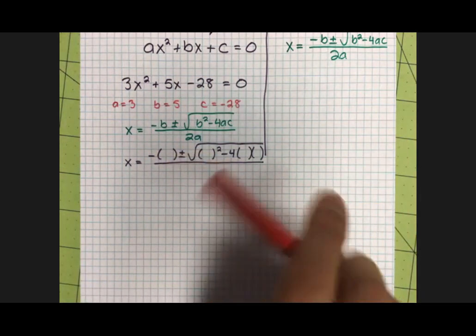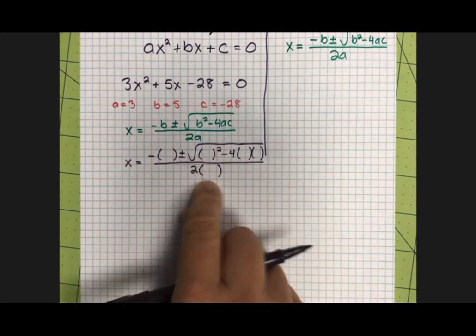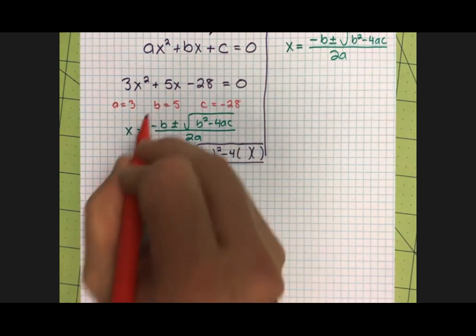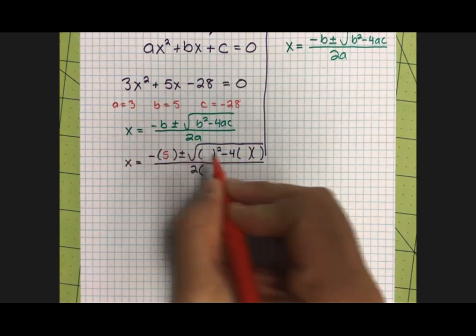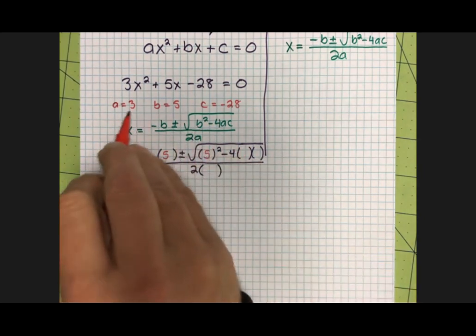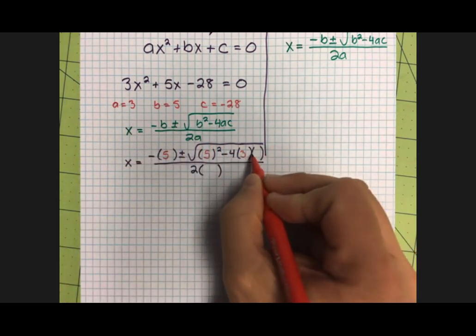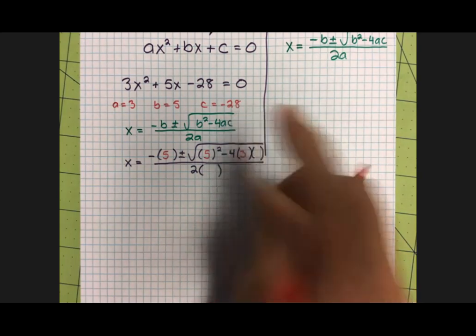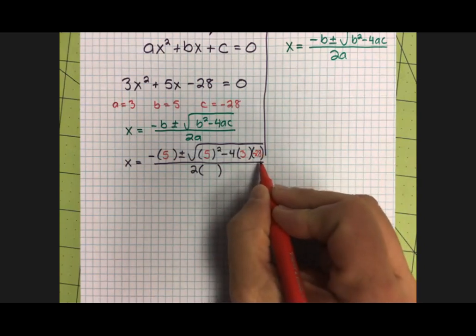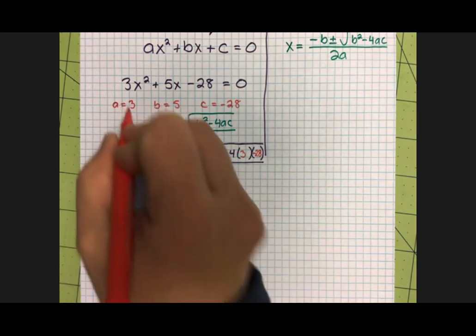Let me write this in now. Oops, I forgot the bottom. Don't forget the bottom. 2 times A. Now let's put in the A, B, and C. Now the B was just a plus 5. And then here's a B squared, going to be a 5 squared. The A right here is 3. I didn't leave myself a lot of room. The C is minus 28. So I'm sorry, I got to squeeze in the minus 28 there. Remember the bottom? 2 times A, 2 times 3.